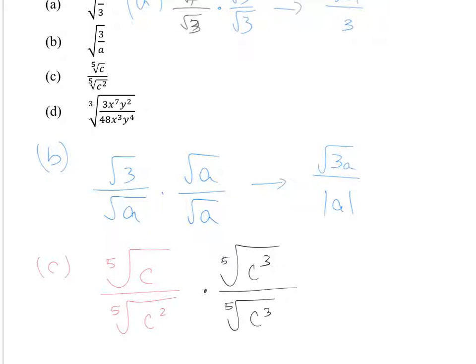Now, what we end up with is the following. The 5th root of c to the 4th over the 5th root of c to the 5th. And the 5th root of c to the 5th is just c. Do we need absolute value in the denominator this time? What do you think? George? No. How come, George? Because it's not... Very good, bless you. Very good.